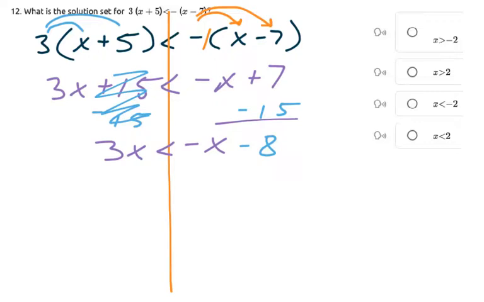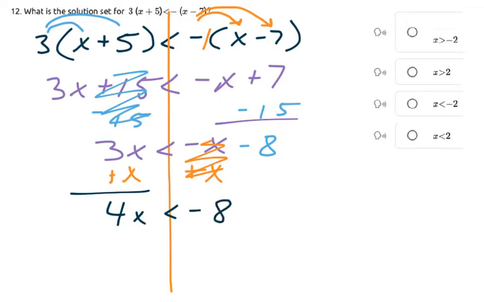And then let's get down to our answer here. Well, we've got a negative x. We need to add this x around to get those x values combined. So 3x plus an x is 4x. It is less than negative 8, just like that. So let's divide out the 4. x is going to be less than negative 2 right over here.